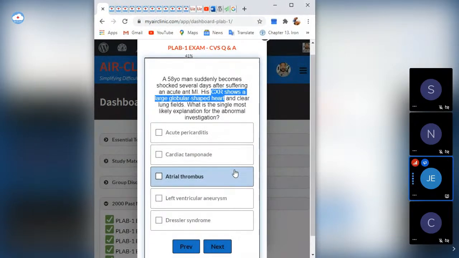Okay. So which of you should I go with? Sochi thinks it's Dressler syndrome. Noya thinks it's acute pericarditis. Kara thinks it's aneurysm.